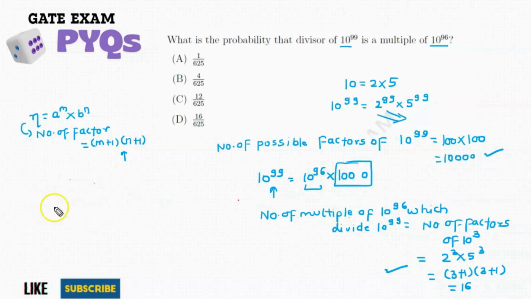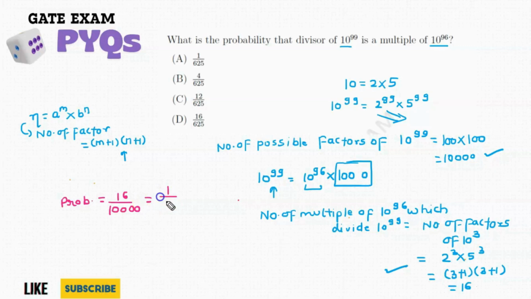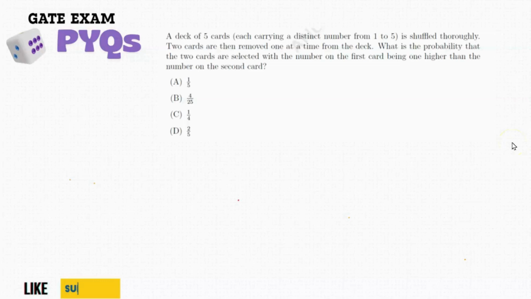Hence, if I write down the required probability, it is 16 divided by 10,000. Simplifying this, what we get is 1 divided by 625. So the correct option is going to be option A. So here is the next question.